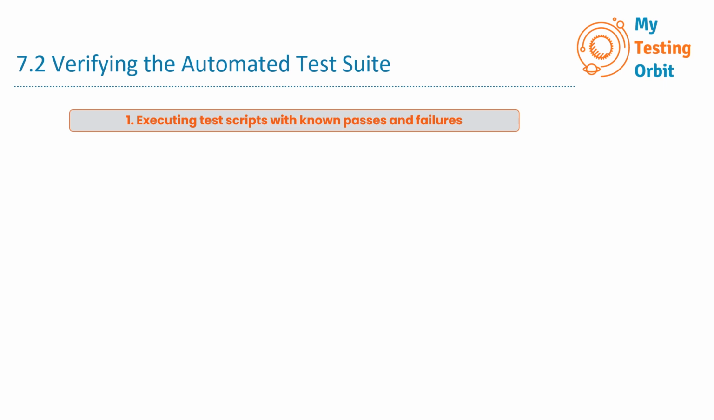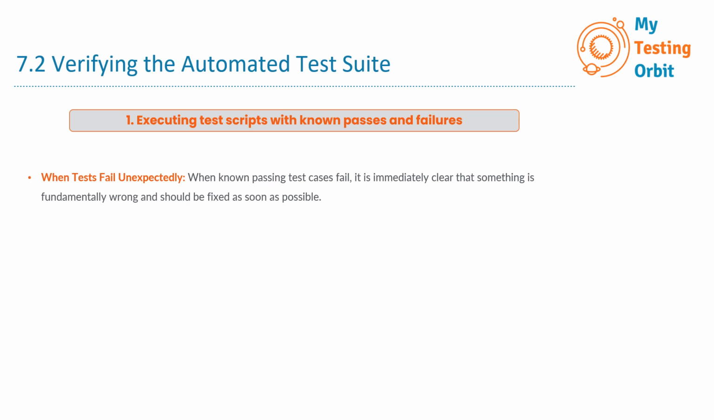The first one is executing test scripts with known passes and failures. The first point is when tests fail unexpectedly. When non-passing test cases fail, it is immediately clear that something is fundamentally wrong and should be fixed as soon as possible. So if you are playing a video game and suddenly your character cannot jump when they are supposed to, that's a clear sign that something definitely is not right with the game and it needs to be fixed.